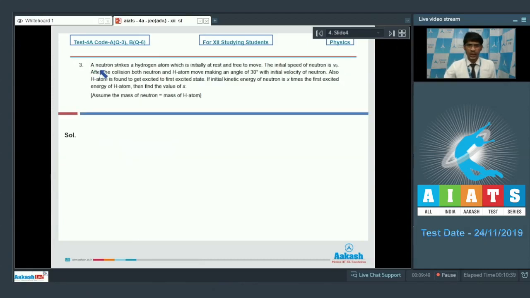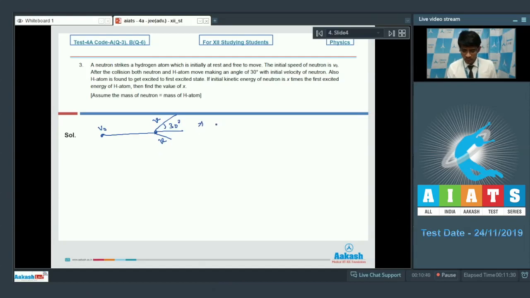Here in question number 3, a neutron strikes a hydrogen atom which is initially at rest and free to move. The initial speed of the neutron is v0. After the collision, both neutron and hydrogen atom move, making an angle of 30 degrees with the initial velocity of the neutron. Also, the H atom is found to get excited to the first excited state. If the initial kinetic energy of the neutron is x times the first excitation energy of the hydrogen atom, then find the value of x. We have a situation where one neutron collides with a hydrogen atom and they finally have the velocity v, initial velocity being v0, and this angle is how much?